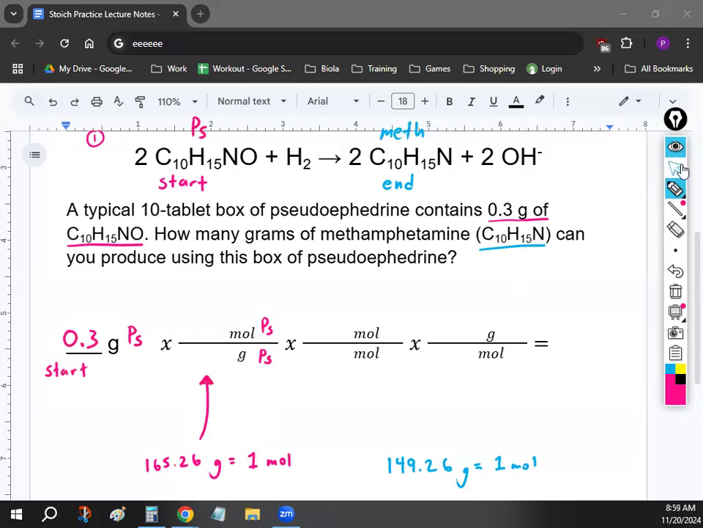first fraction. Okay. So take about 30 seconds to see if you guys can put the numbers in the correct positions on this fraction. Okay. So use the molar mass of pseudoephedrine. See if you guys can put it in the correct position on this fraction.